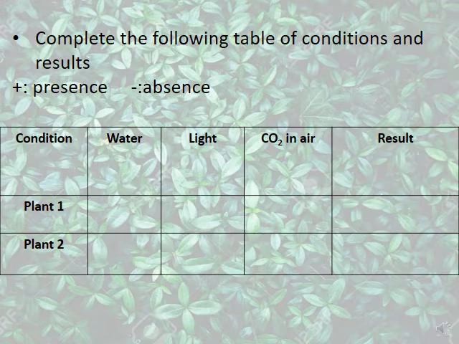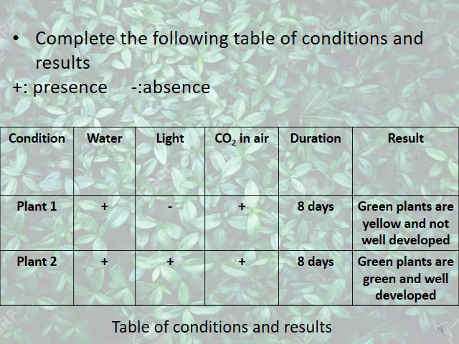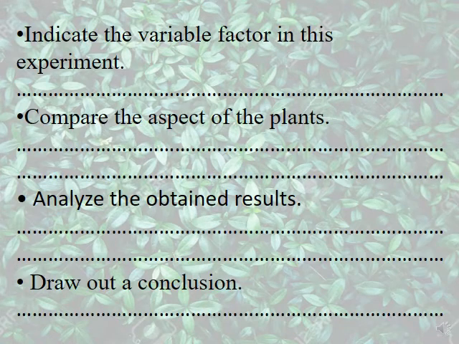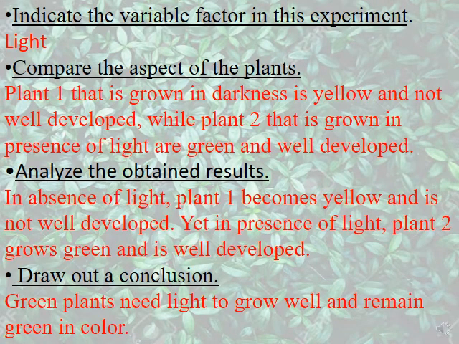Both have water. Light is absent in plant 1 and present in plant 2. CO2 and air are present in both plants, duration 8 days for both of them. Plant 1 is yellow and not well developed, while plant 2 is green and well developed. So the variable factor here is light. Compare the aspects. Plant 1, grown in darkness, is yellow and not well developed, while plant 2, grown in the presence of light, is green and well developed. In the absence of light, plant 1 becomes yellow and is not well developed, yet in the presence of light, plant 2 grows green and is well developed.